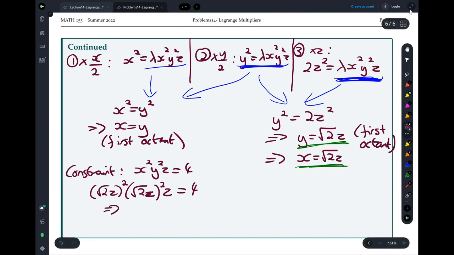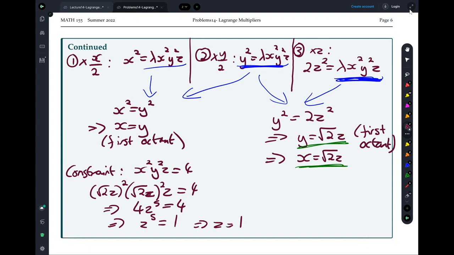We multiply that all out. We have a root 2 squared times a root 2 squared, which is going to be 2 times by 2, which is 4. You're going to have a z squared times z, which is z to the 5. That's going to equal 4. That tells me then that z to the 5 is equal to 1, or z is equal to 1.